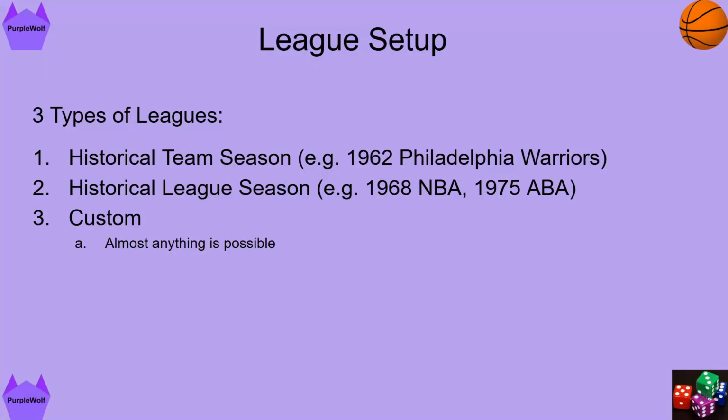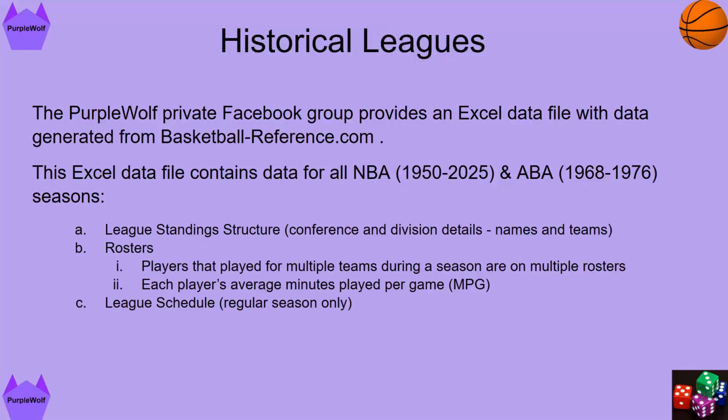PurpleWolf allows 3 types of leagues, just like the Green Fox and Blue Lynx. Same kind of deal. If you've used those leagues, you'll be very familiar with how these work. You can have historical team seasons, like the 62 Philadelphia Warriors, a historical league season, like NBA 1968 or ABA 1975, or the custom, which you can do almost anything. But let's talk about the historical leagues first.